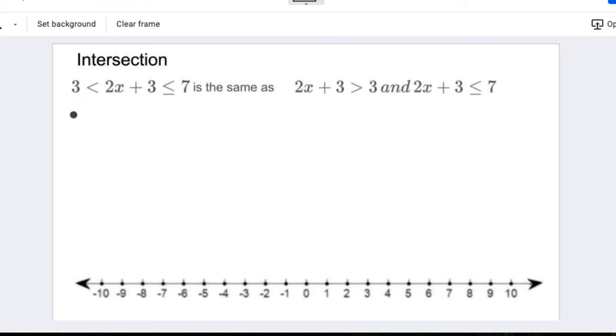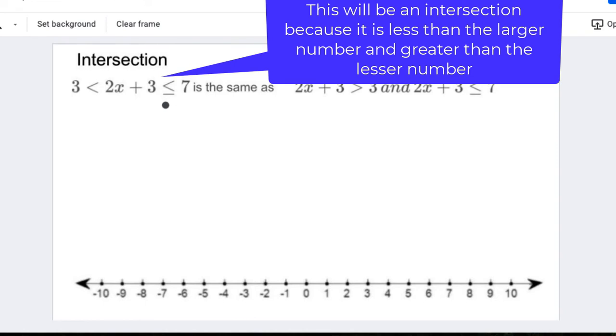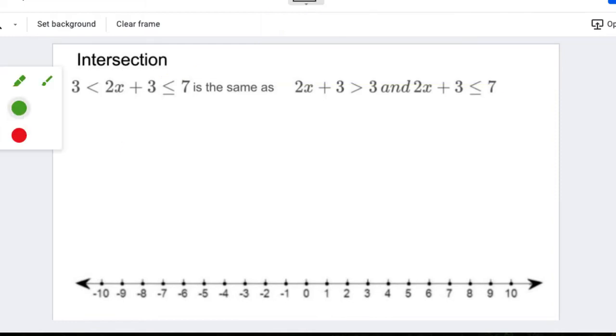But if you look at this one, we have 3 is less than 2x + 3 is less than or equal to 7. It's the same thing. You've got to be careful. If you're less than the greater number and greater than the smaller number, you're obviously going to meet together in the middle. Now, the nice thing is you solve it exactly the same, just like we have before.